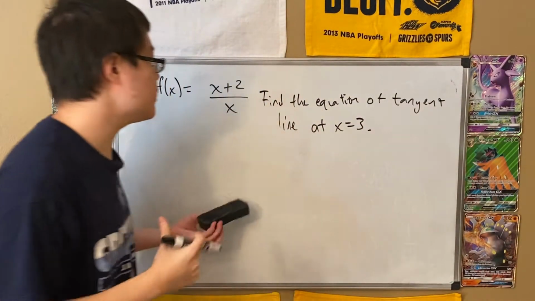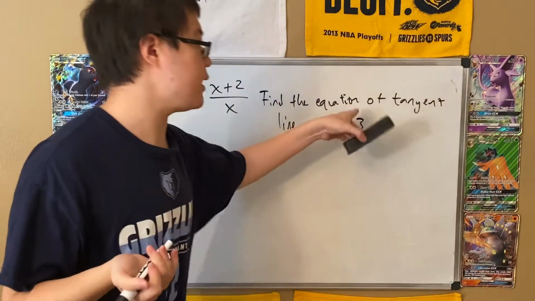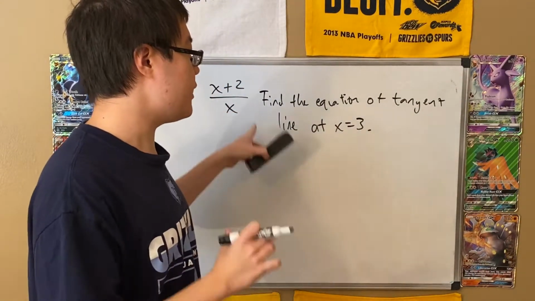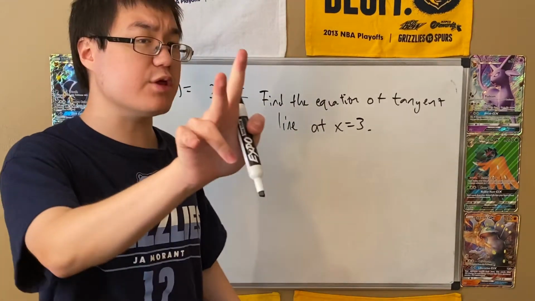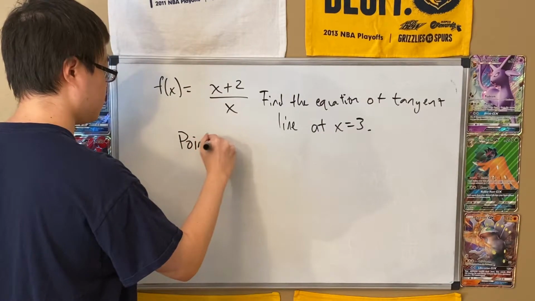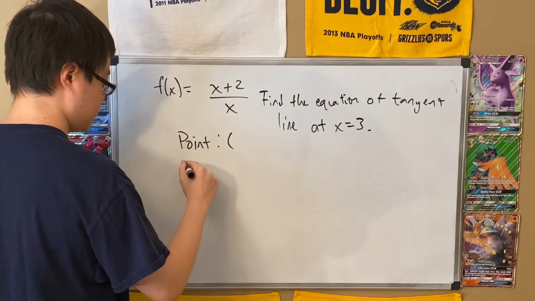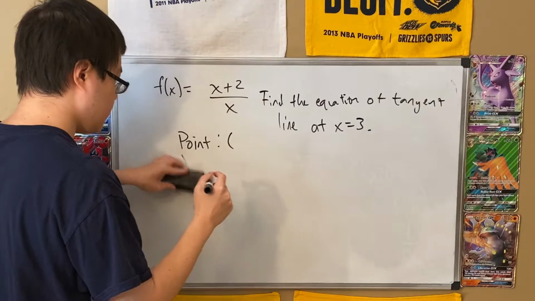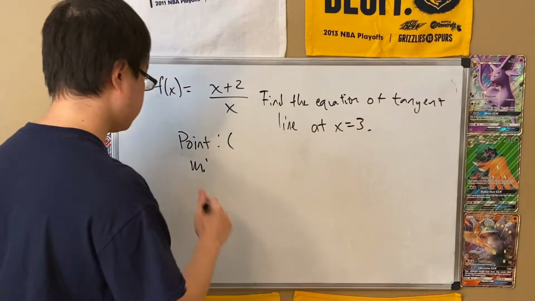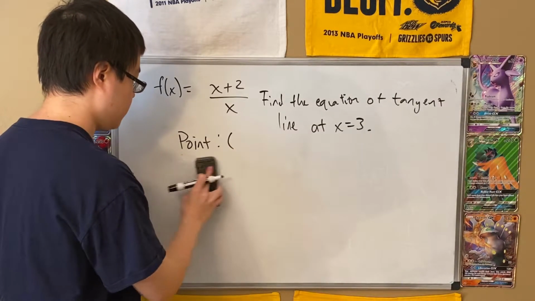So I see this question on an AP exam and I'm like, yes, it's a tangent line, and I know what tangent lines are. The equation of the tangent line requires two things, a point and a slope. So I just like to write the word point. I need a point and I need a slope, so that's going to be m. And I remember that tangent means that the slope is going to be the derivative. So eventually I'm going to try to find f prime of 3.